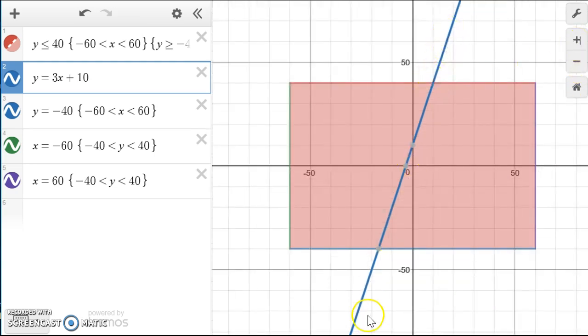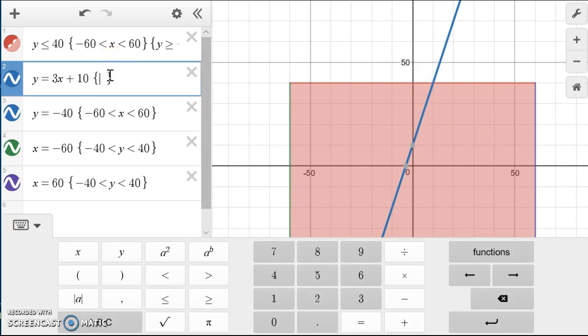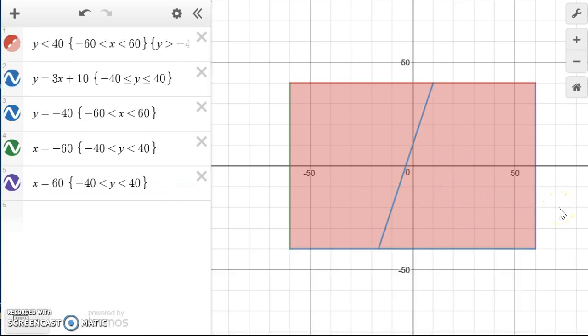If we want to limit the line to be only within the box, we know that the minimum y value is negative 40. The maximum y value is 40. All you have to do is hover your cursor around here and you can see the value. So the constraint is negative 40 for y and 40 for the maximum value. As you can see now, the line is within the box.